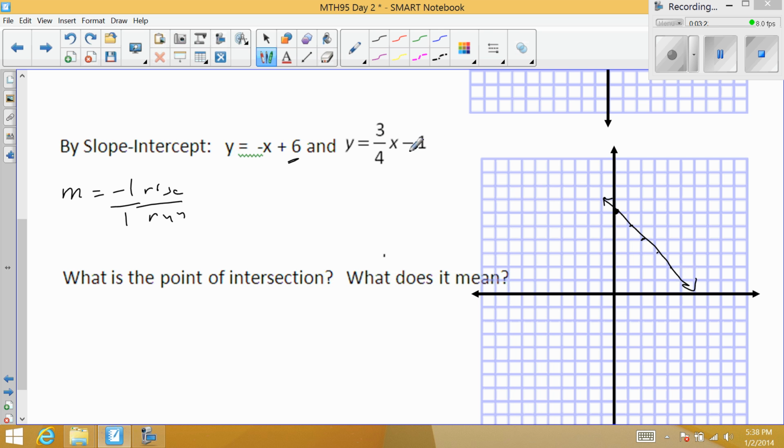And then for y equals 3/4 x subtract 1, this one our y-intercept is negative 1, so we locate negative 1 on the y-axis, and our slope is 3 over 4, so we're going to rise 3 from there, up 1, 2, 3, and over 1, 2, 3, 4, and then up 1, 2, 3, over 1, 2, 3, 4, and draw a line through there. The point of intersection is where the 2 lines cross, and it looks like they're crossing at x is 4, and y is 2.